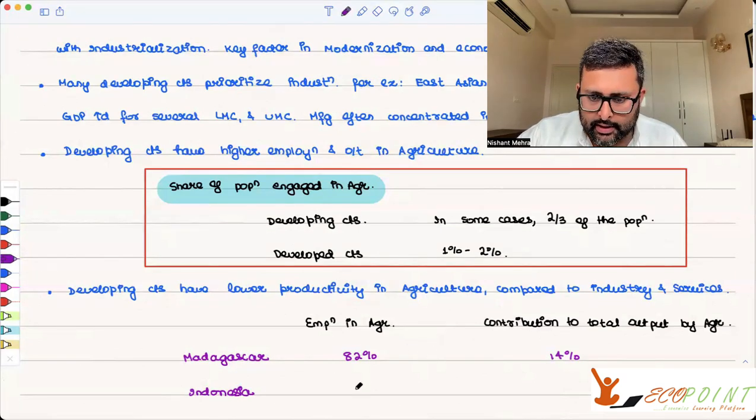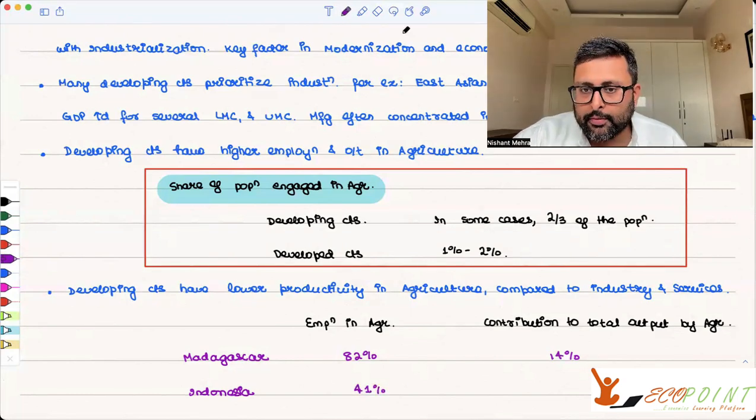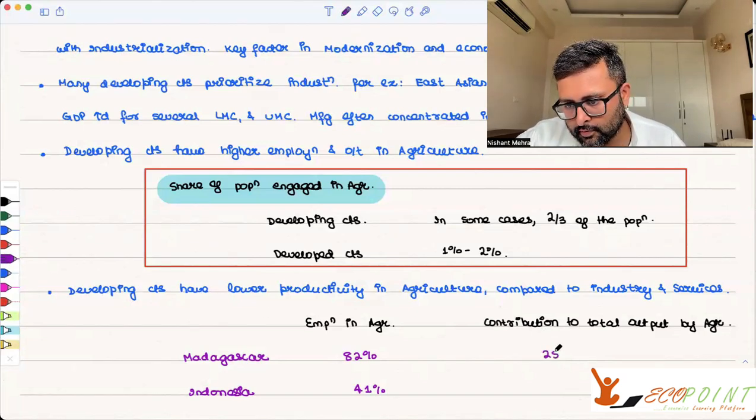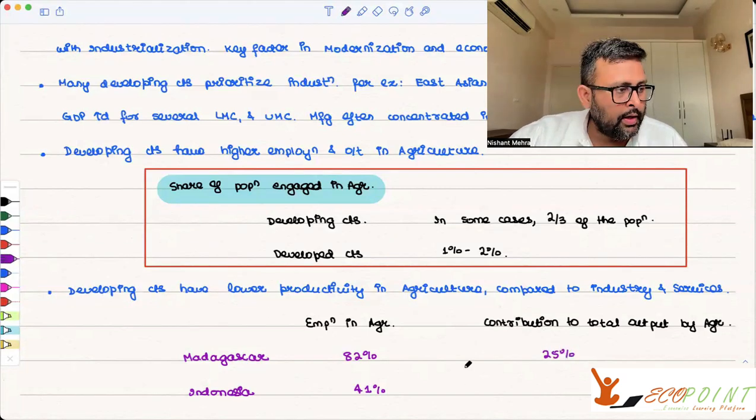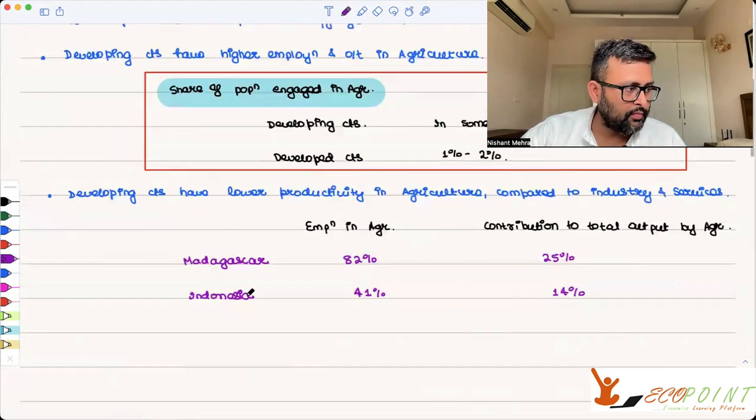In Indonesia, 41% of the population is in agriculture, not 14%. I think it is 25%. I'm sorry. And here it is 14% of contribution to the total output by the agricultural sector, right?